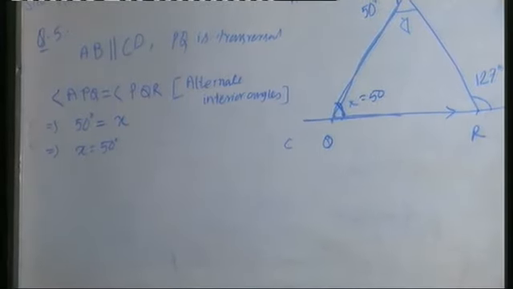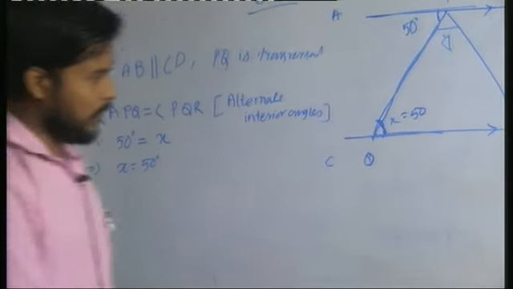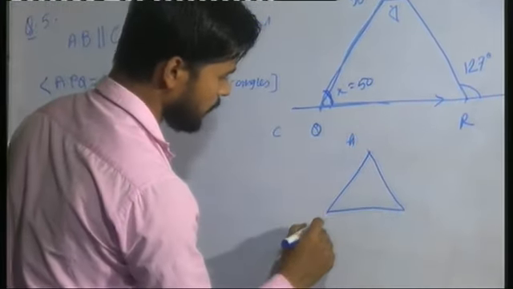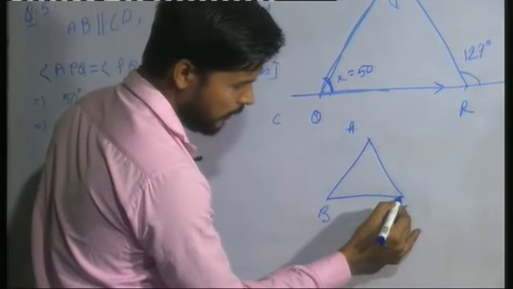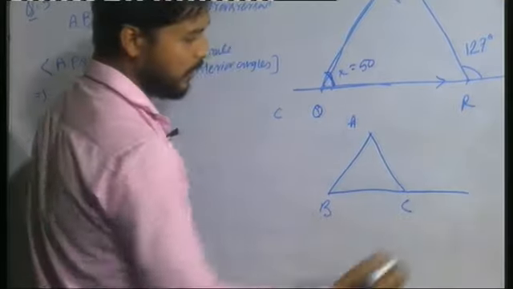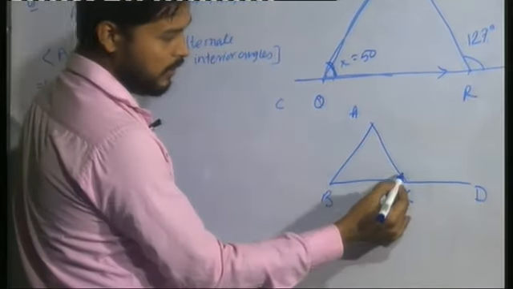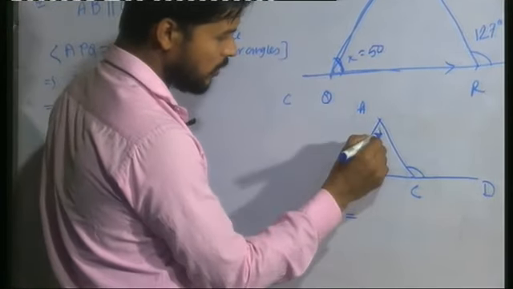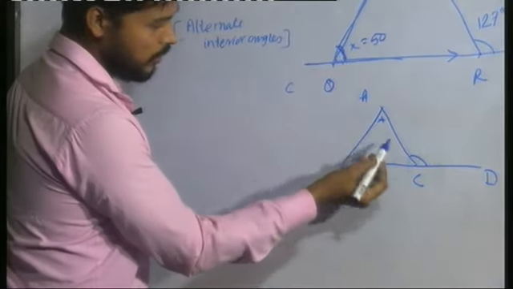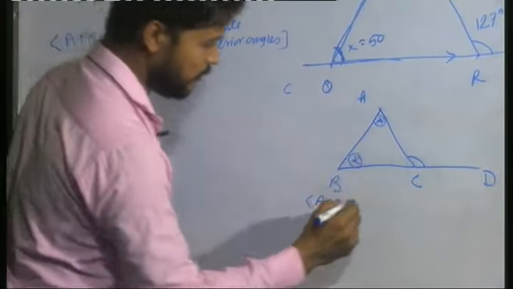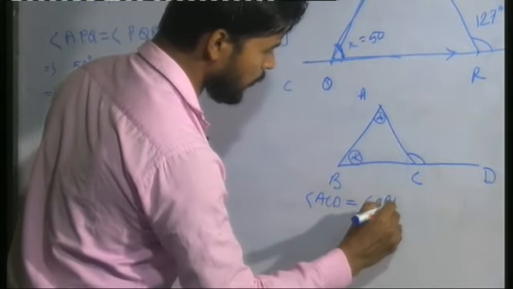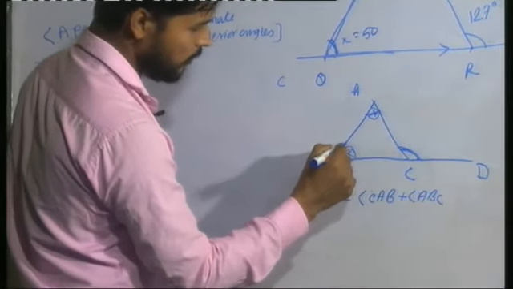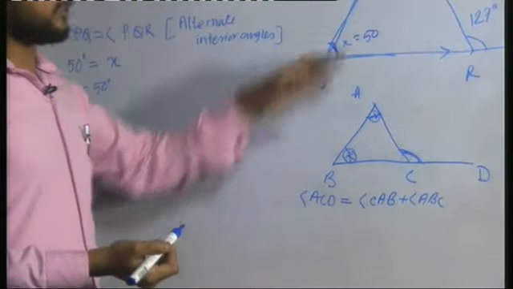Okay, now we have to calculate the value of Y. Now look, we have a property of a triangle. What is that? Suppose there is a triangle ABC. If you extend one side of a triangle up to a point D, then the exterior angle ACD will be equal to the sum of the opposite interior angles, that is, angle CAB plus angle ABC. So this angle is equal to this angle plus this angle. We'll apply this property on that triangle.